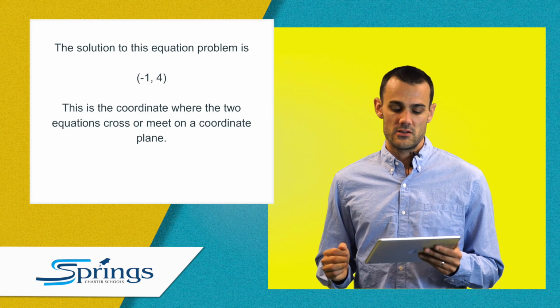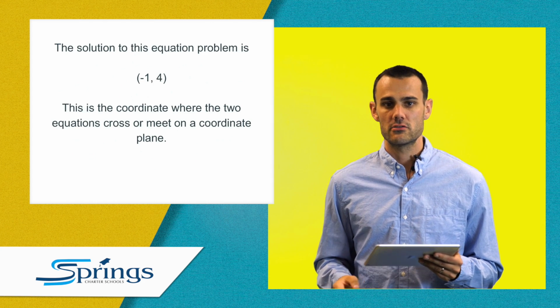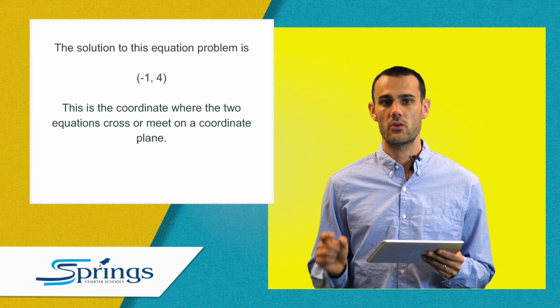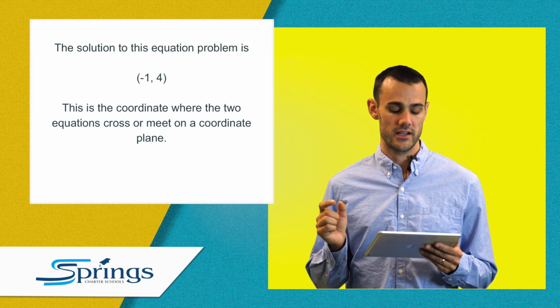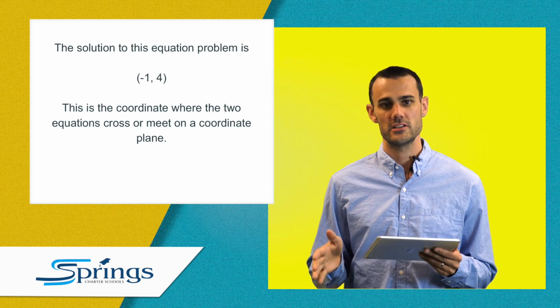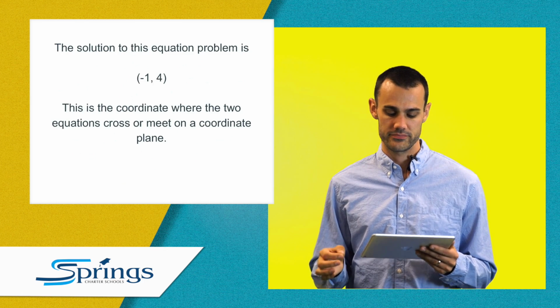The solution to this system, where they cross on a graph, is (negative 1, 4). This is the exact coordinate where those two equations would intersect, and we did this without even graphing. We have this information because we're using the substitution method.